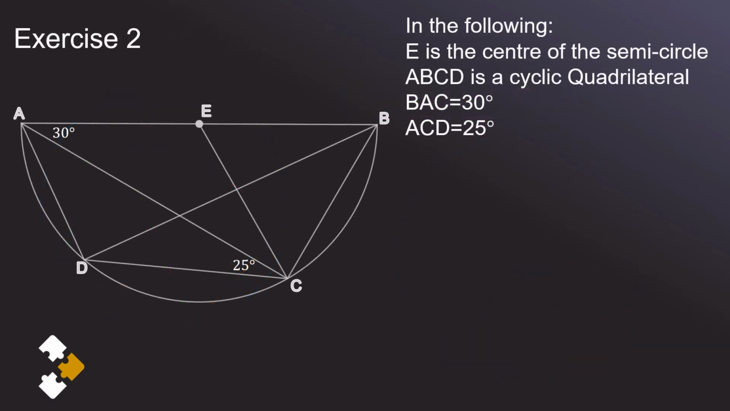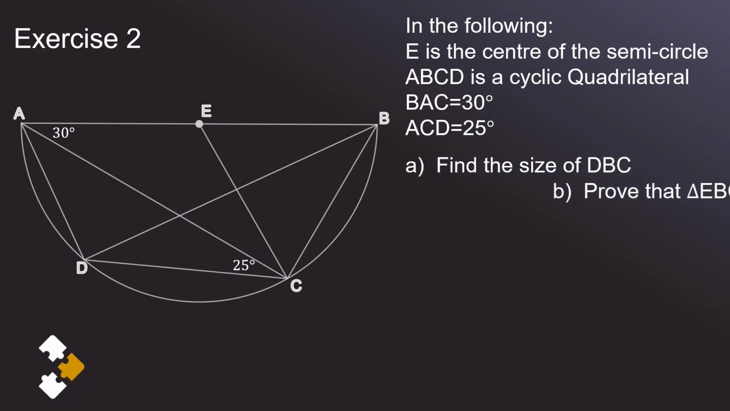So let's have a look at an exercise here. In the following, E is the center of the semicircle. ABCD is a cyclic quadrilateral. BAC is 30 degrees, that's given, and then ACD is 25 degrees. The questions are to find the size of DBC and to prove that triangle EBC is equilateral. Remember, an equilateral triangle is one where all of the angles and all of the sides are equal. And in that case, all of the angles have to be 60 degrees.